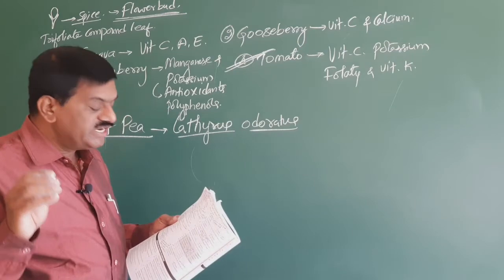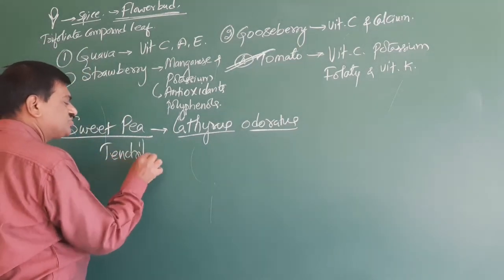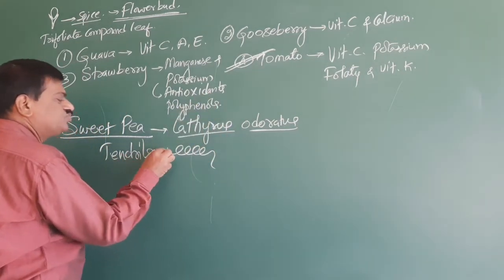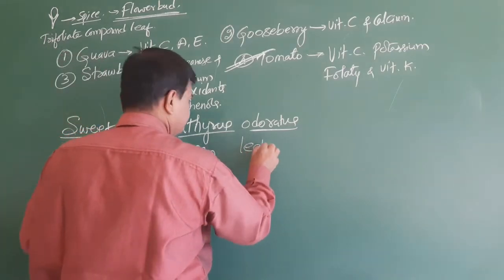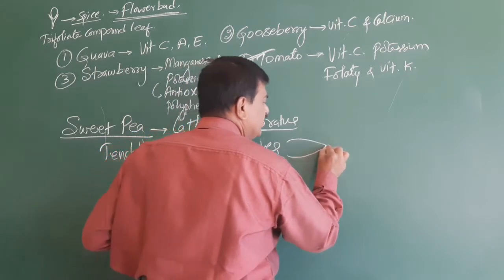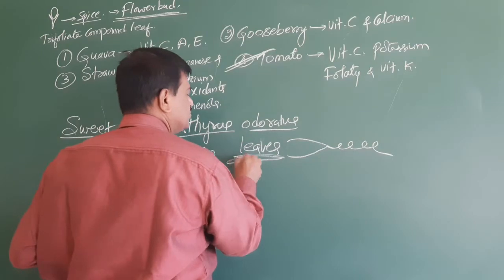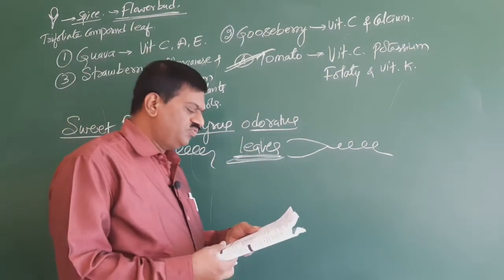So here in a sweet pea the tendrils are nothing but wire-like structures. So this tendrils will be like this. So this tendrils, wire-like structures, they take their origin from the leaf. So the right answer is leaves. So in a leaf tip, we can see there is a presence of wire-like structures. So the right answer is called as leaves. So we go for the next question.